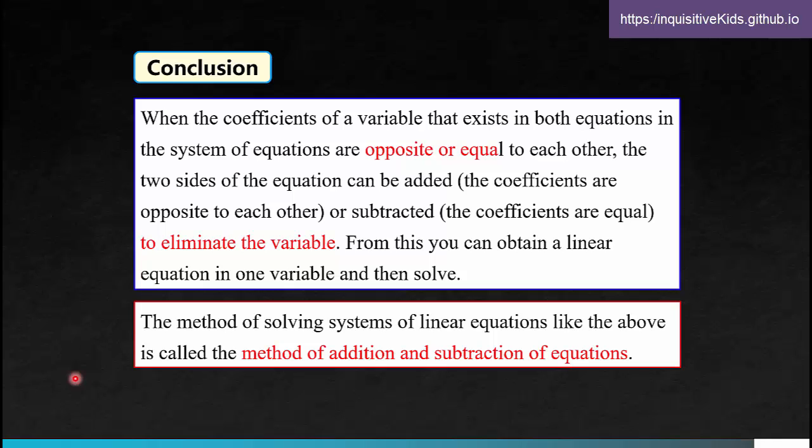Again, this is still going back to that idea of trying to eliminate as many variables as possible, because we can only directly solve a linear equation in one variable. So if it's multivariable, you're trying to eliminate variables as much as possible. The method of solving systems of linear equations like the above is called the method of addition and subtraction of equations.